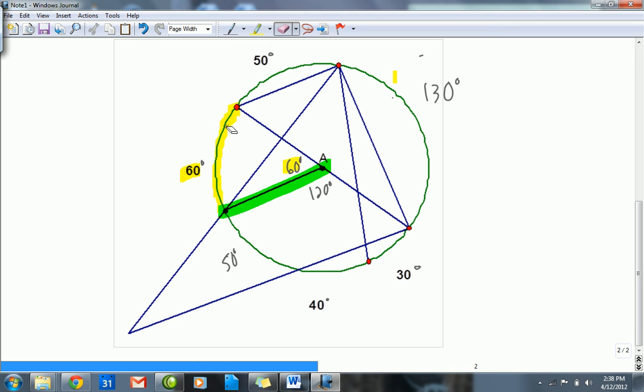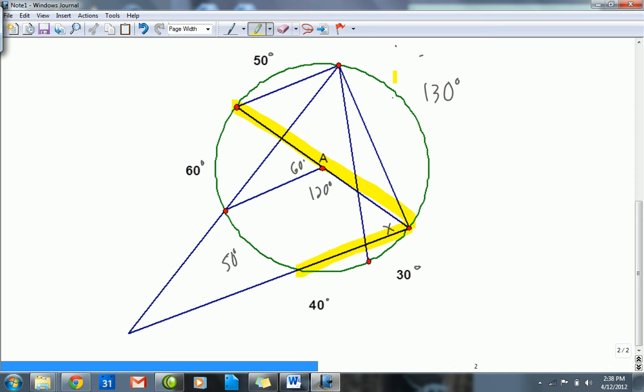Okay? Now I'm going to go ahead and try to find another angle. And so let's take, for example, this angle right here. I'll call it X. All right? So I'm going to trace it so I can kind of get a handle on what that angle looks like. And I'm going to note where the vertex lies. The vertex is right here. So it's an inscribed angle. The vertex is on the circle. And the arc that it cuts is right here.